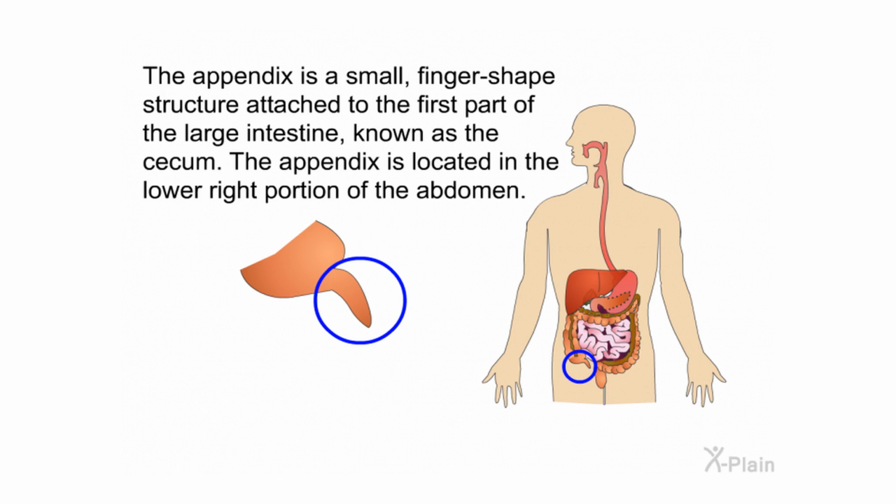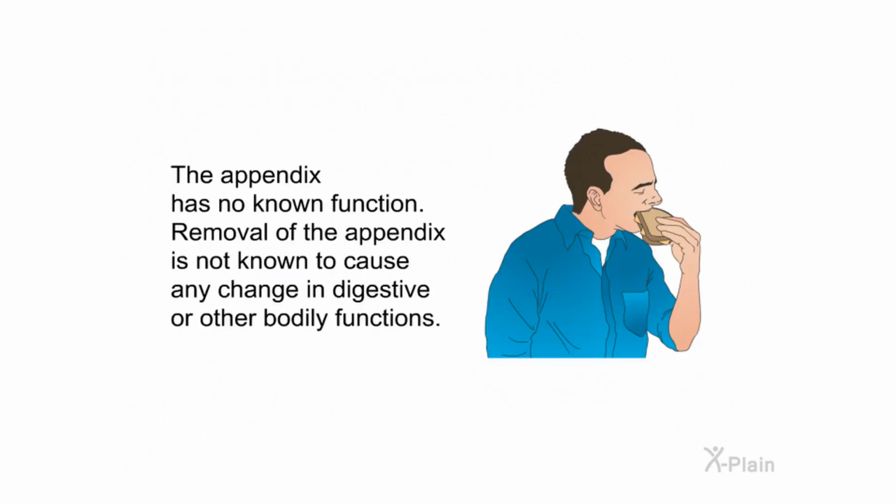The appendix is a small finger-shaped structure attached to the first part of the large intestine, known as the cecum. The appendix is located in the lower right portion of the abdomen. The appendix has no known function. Removal of the appendix is not known to cause any change in digestive or other bodily functions.